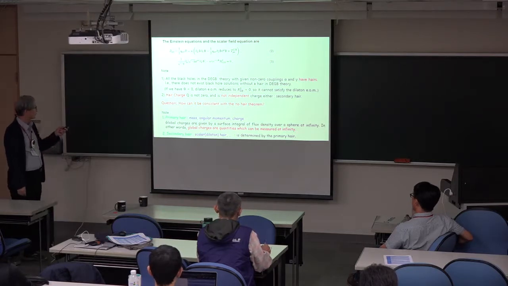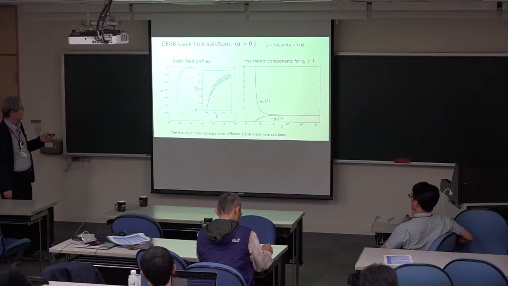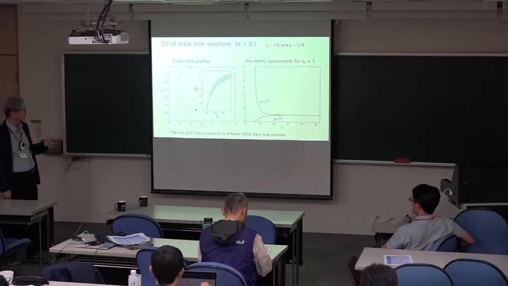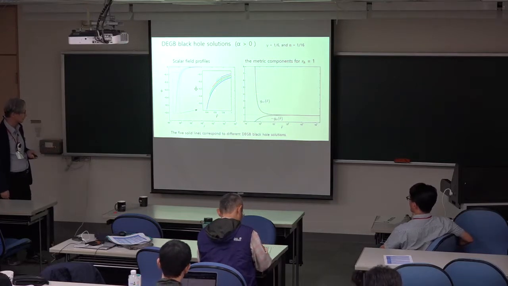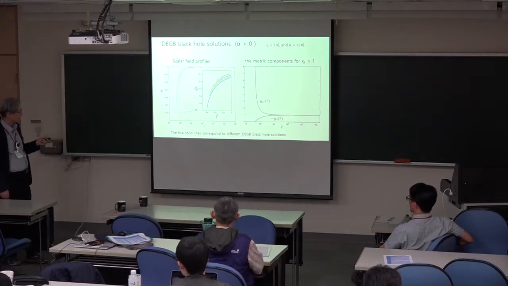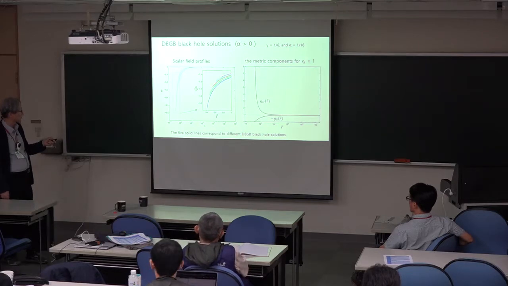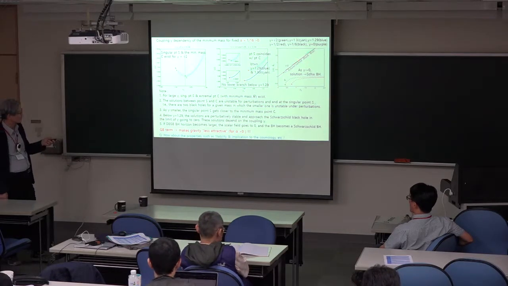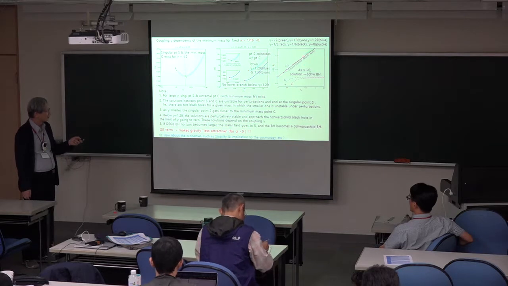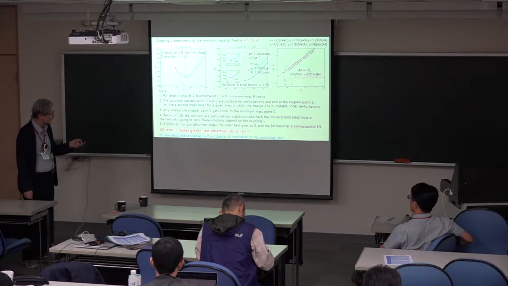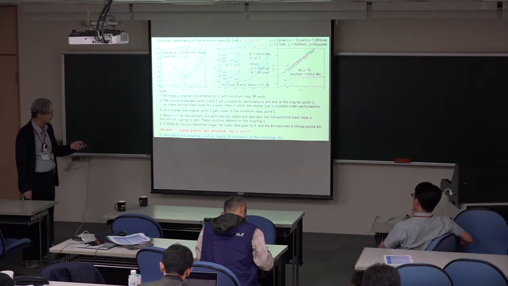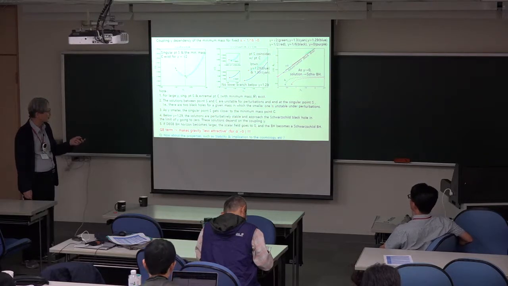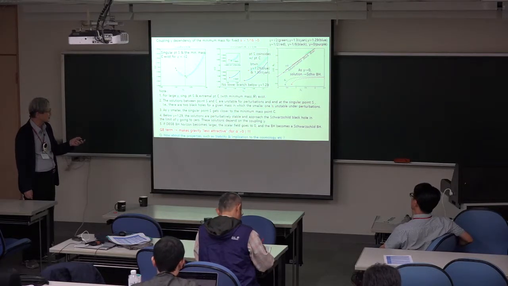For the solution, we can do it only numerically, but not analytically. So let me explain on the next page. First, the Schwarzschild black hole case is this straight line. This is zero, so the horizon and the mass are related by a straight line.